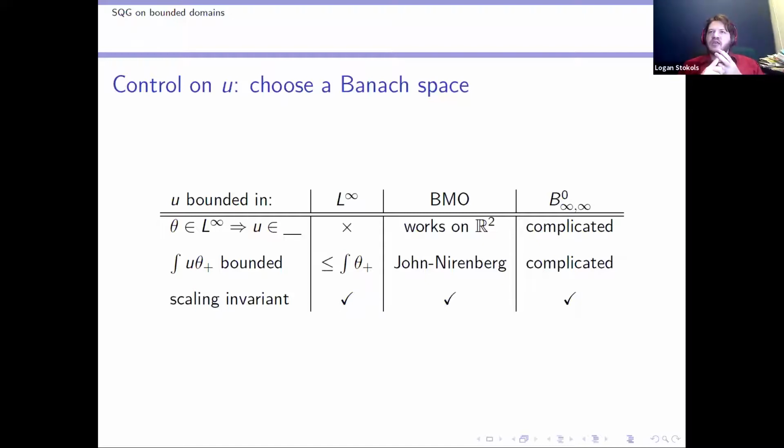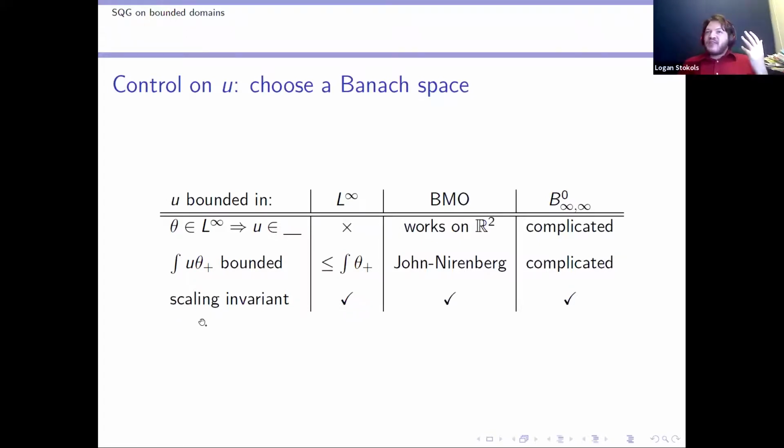We also need the Banach space to be strong enough that this integral of u times theta plus is actually bounded. If we can't control the integral, then what's the point? And it needs to be scaling invariant. So as we zoom in arbitrarily, u can't grow in this Banach space that we choose. It must start small and remain small no matter how much we zoom in.